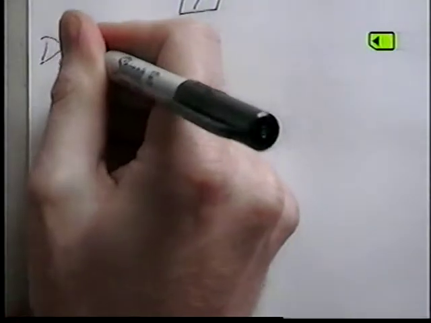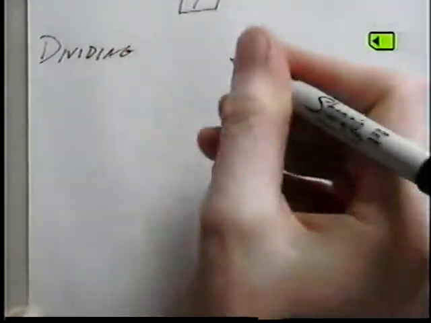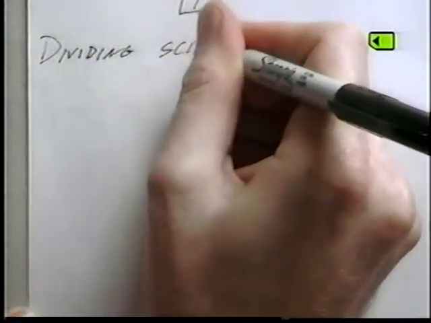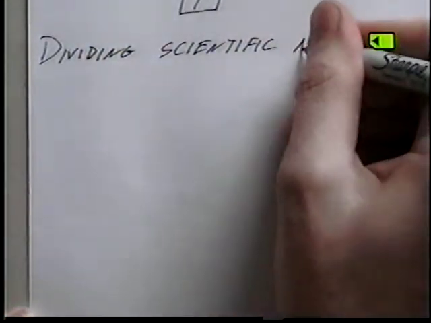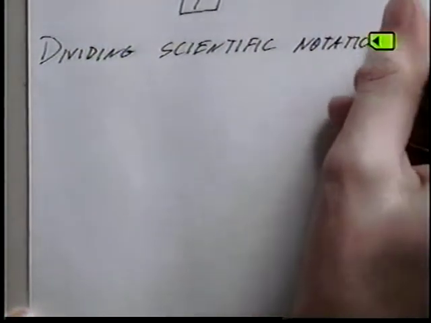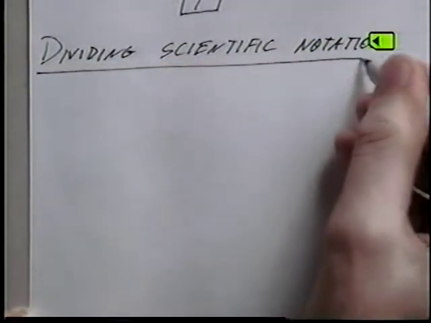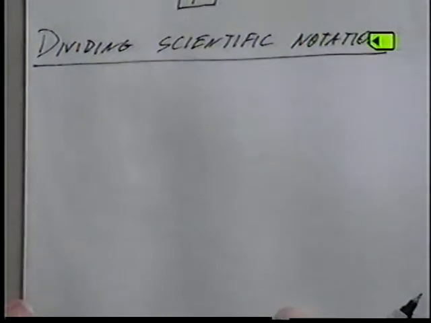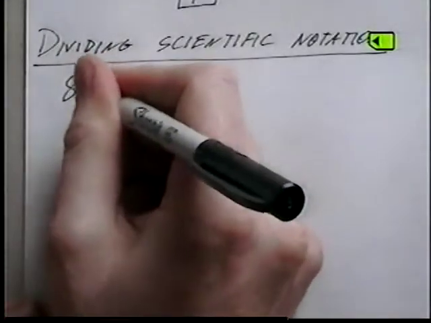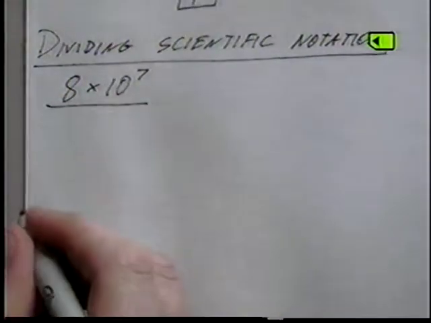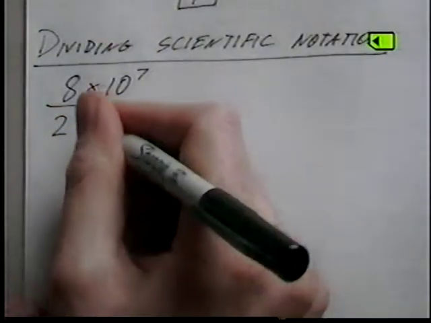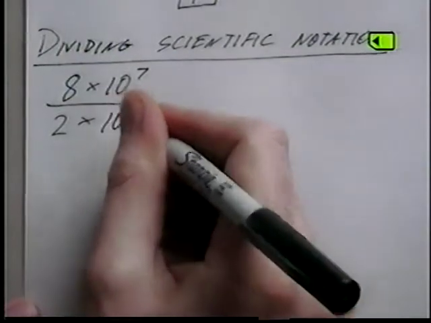The last section of notes for today is dividing scientific notation. First question is 8 times 10 to the 7th power divided by 2 times 10 to the 3rd power.